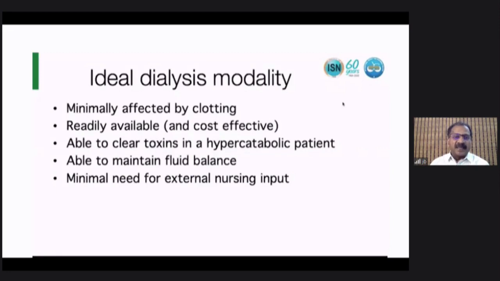And what should be an ideal dialysis modality? Something which is minimally affected by clotting. I'm talking about the COVID situation. It should be readily available and cost effective, able to clear toxins even in a hypercatabolic patient, and able to maintain fluid balance with minimal need for external nursing input.